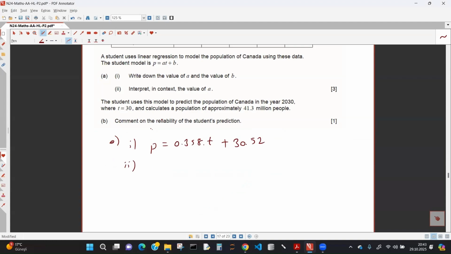Interpret in context the value of A. By the way, A is 0.358 and B is 30.52. So in here you can write that A represents the rate of increase in every year.